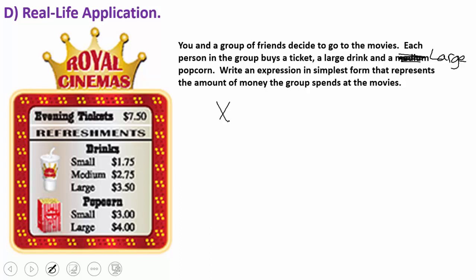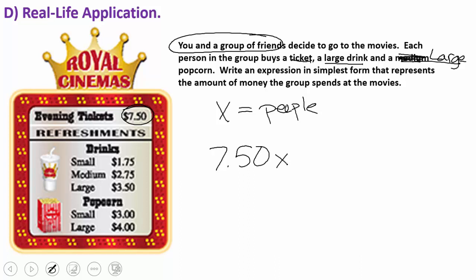Now, I'm going to come up with a variable. My unknown is the number of people that are attending. But we know that every single one of them is going to buy the exact same thing. A ticket, a large drink, and a large popcorn. So this is going to be the number of people. P-E-O-P-L-E. I can spell. Alrighty, and since every one of them is buying a ticket, tickets cost $7.50 for every person. Plus, every person is getting a large drink. That's right here. Large drinks are $3.50 for every person. And then they're going to get a large popcorn, and that is $4 for every person.